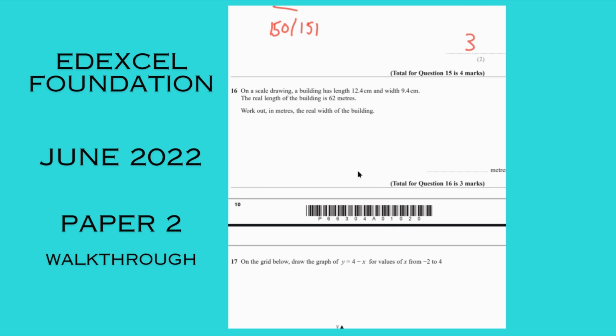Number 6 on a scale drawing. So we've got to work out what's going on, because the link is there. 12.4 to 64. Find your scale by doing a divide. Your multiplier, your scale, is 5. So you need to take the 9.4, multiply that by 5 to give you the right answer of 47.